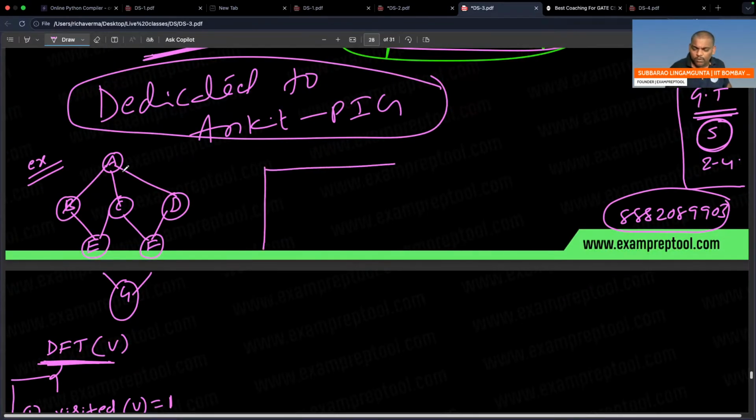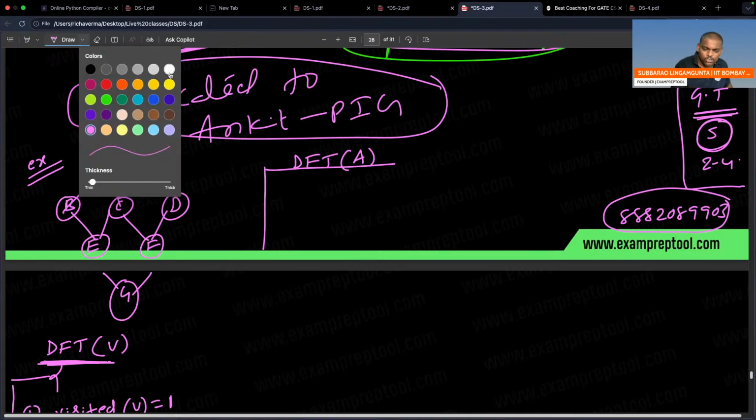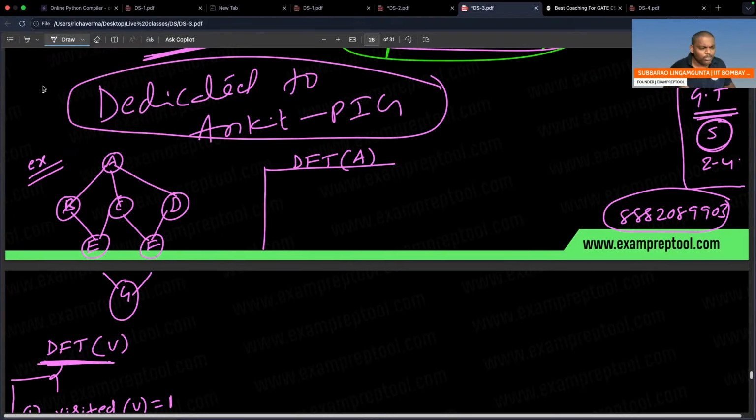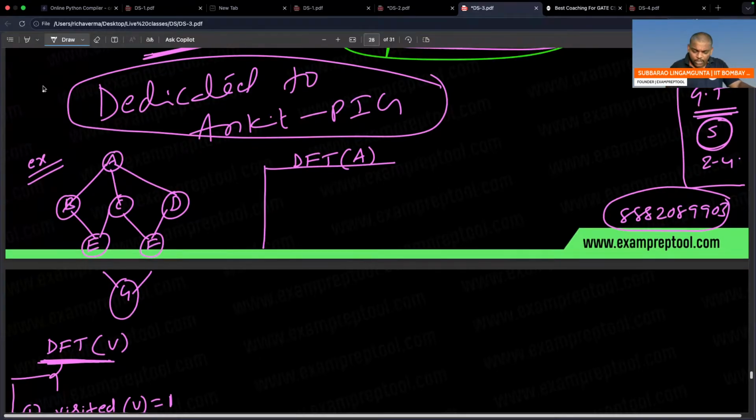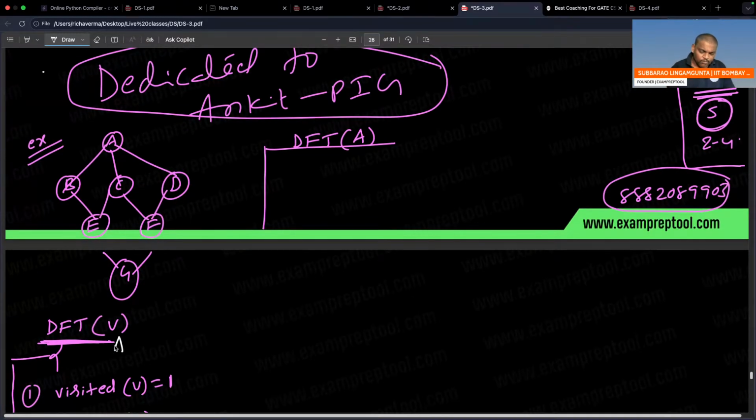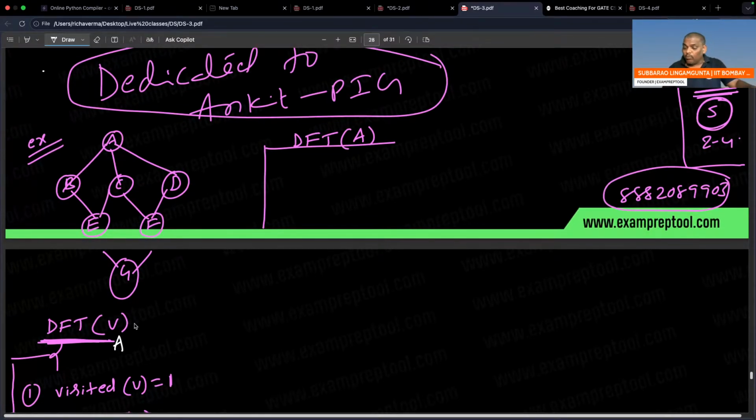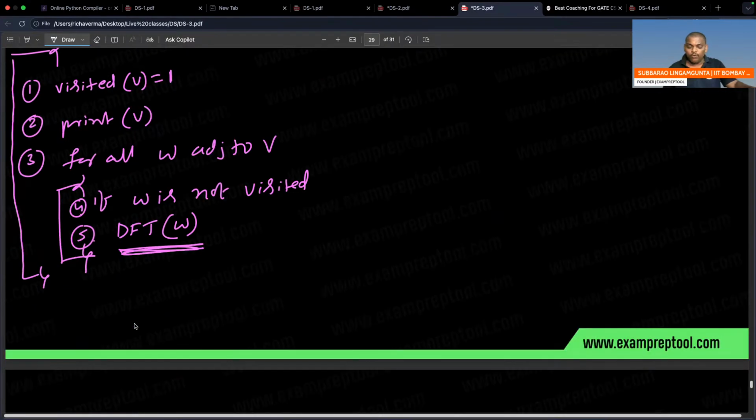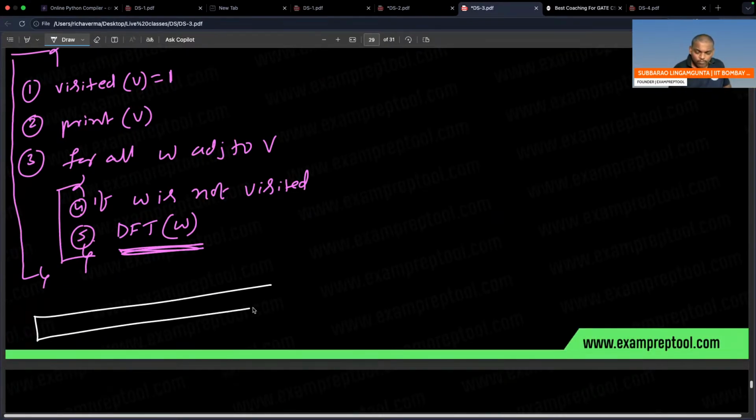First, DFT of A is called. Starting from A, DFT of A is called. So V means A. See this, one time listen. DFT of A, so V is A. And one more thing I want to say: visited of every vertex is initially 0.